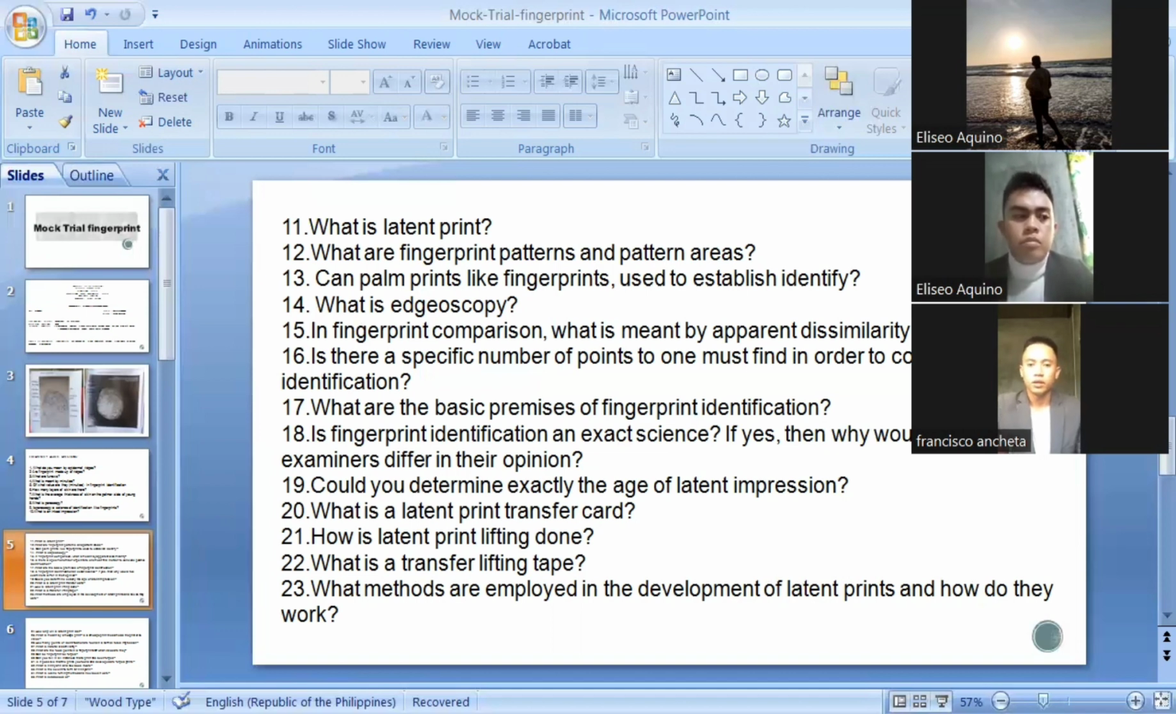Next is, in fingerprint comparison, what is meant by apparent similarity? So the apparent similarities are those that have differences which, in the judgment of the examiner, can be explained.